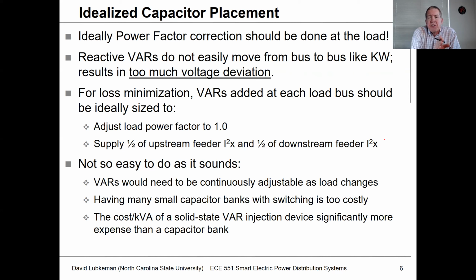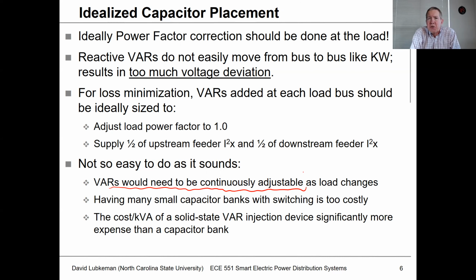And so obviously we want to eliminate pushing too many VARs across these lines, because as we're going to see in a little bit, VARs don't really travel that well over lines. The problem is if I push VARs over the line, it's going to give me some additional voltage drop. But the issue you run into with trying to do this unity power factor correction of all the different loads is we would have to have VARs that would be continuously adjustable as load changes, right? So that's going to be kind of expensive if we did something like that.